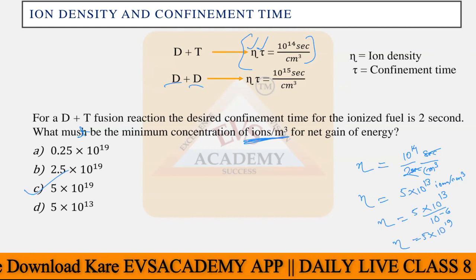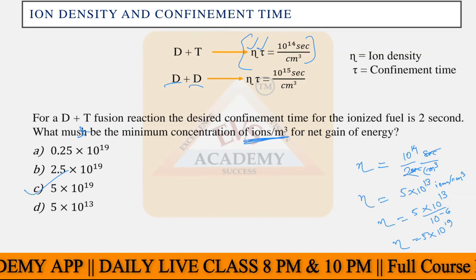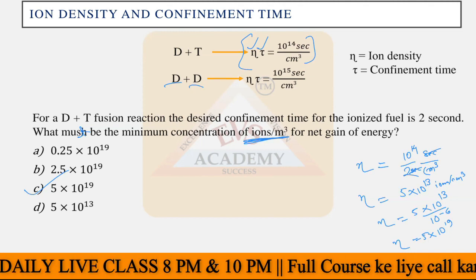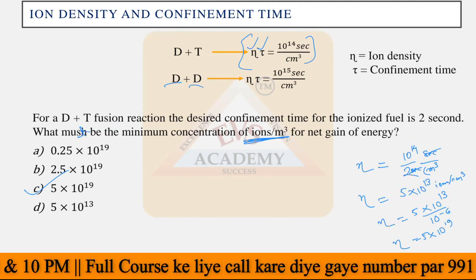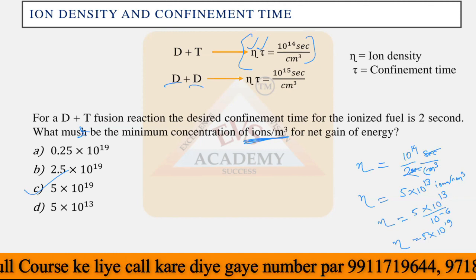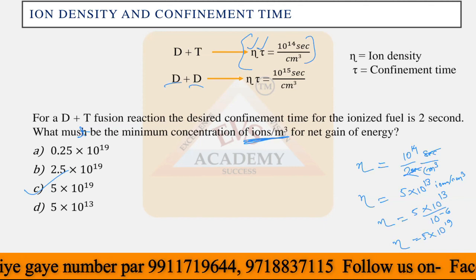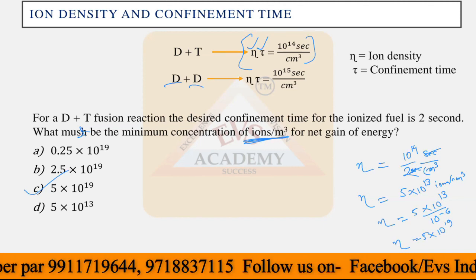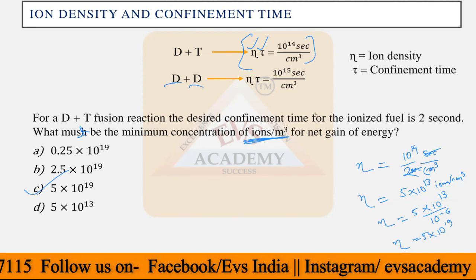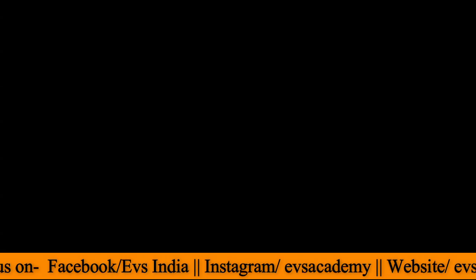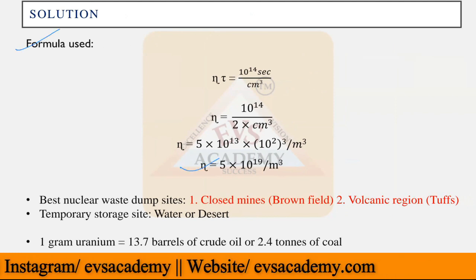So this is how you can solve this question. If it is in per centimeter cube, then the answer you will directly get. If the options are in meter cube, then just divide it by 10 to the power minus 6. This will go to the upside and convert into plus 6. 13 plus 6 is 10 to the power 19. So this is how you can solve the questions of ion density and confinement time. I hope this is clear to you. Solution is also provided in the PPT so that you can see the same answer.